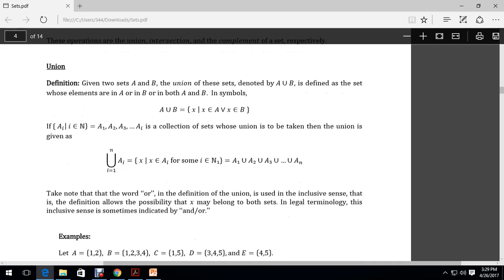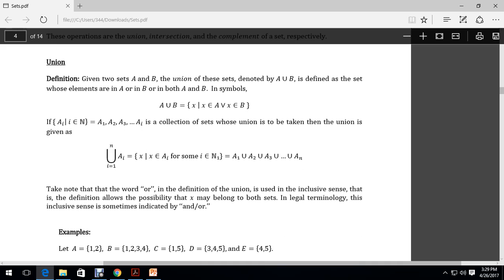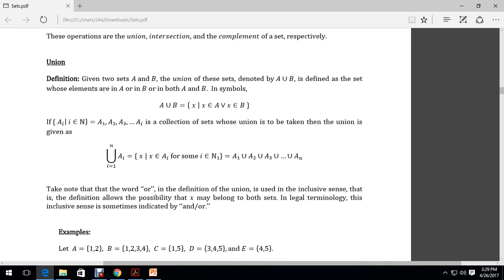Okay, to start off, let's start with the first operation that we call the union. Now, the union, given two sets, for example, A and B, the union of these sets, denoted by this symbol, A union B, is defined as the set whose elements are in A or in B. In symbols, the union of A and B is represented by X, such that X is an element of A or X is an element of B. This means that the value X is either an element of A or an element of B, or both.